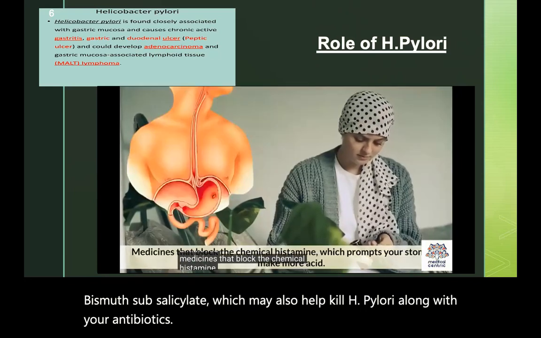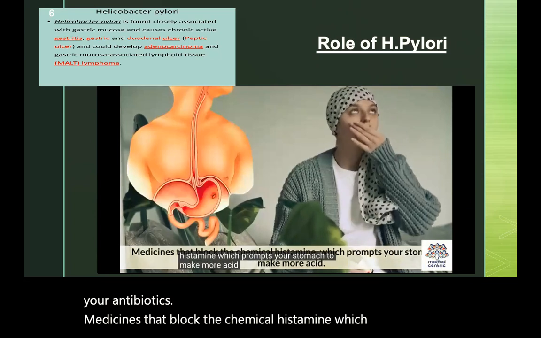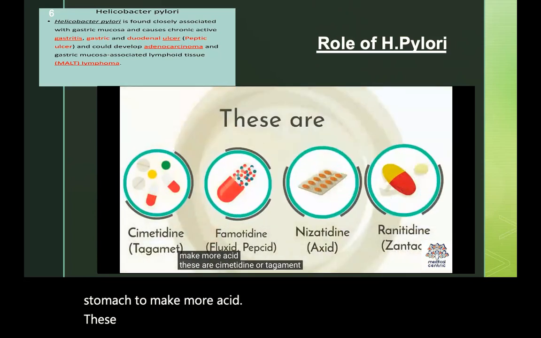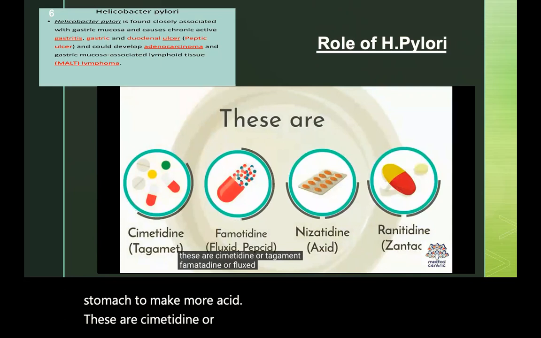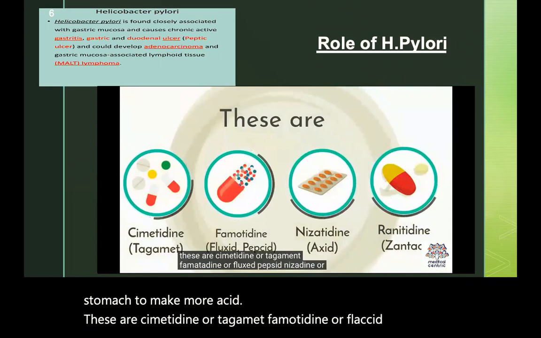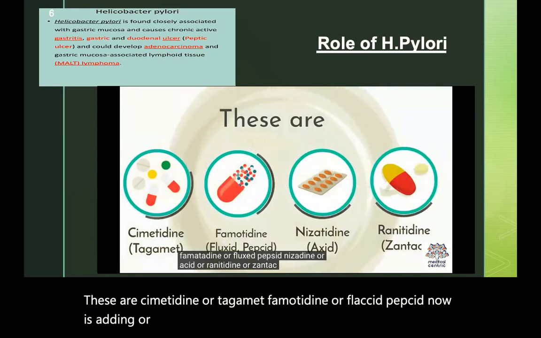Medicines that block the chemical histamine, which prompts your stomach to make more acid. These are cimetidine or Tagamet, famotidine or Pepcid, nizatidine or Axid, or ranitidine or Zantac.